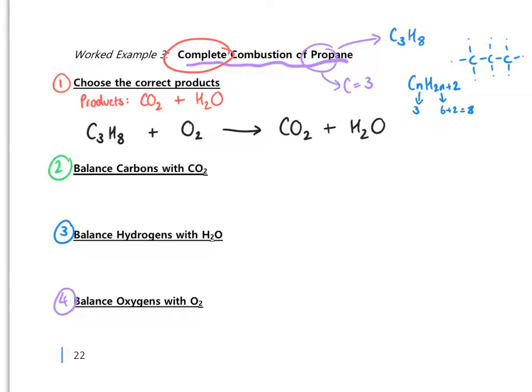Okay, so let's have a look at this now, and you'll see I have changed steps 2, 3 and 4 to a different colour, and that's just because I'm going to balance it up at step 1 just to save me writing it out each time. So the first thing I need to do is balance my carbons with CO2.